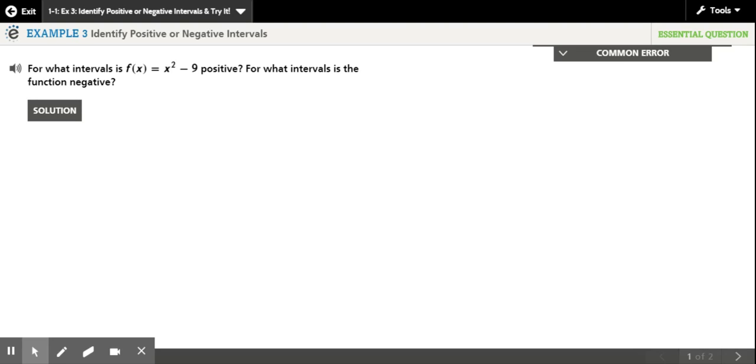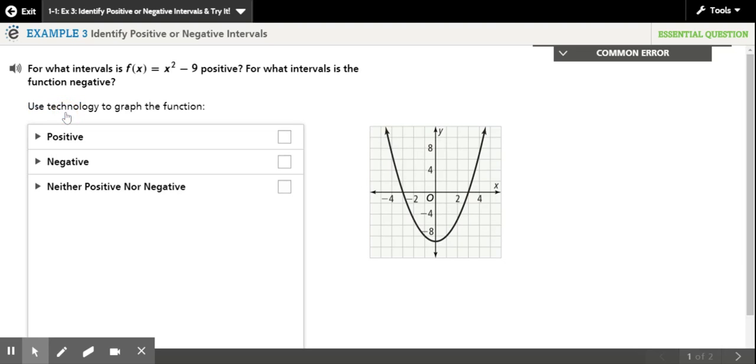The first question is, for what intervals is f of x equal to x squared minus 9 positive? For what intervals is the function negative? Positive and negative in this case are referring to the y value, and the intervals are referring to the x values. So what I mean by that, well, let's take a look at the solution here.